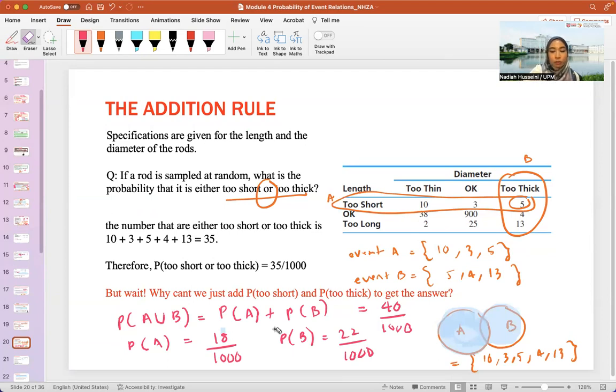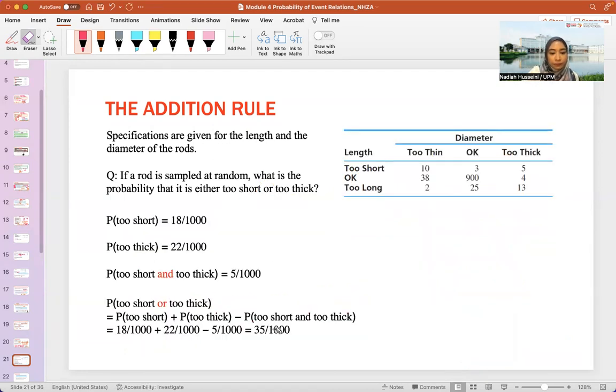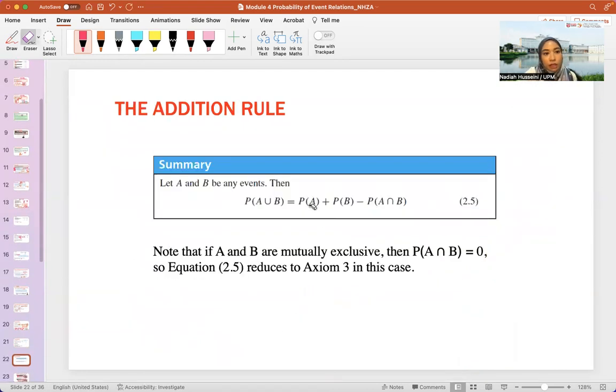So we should modify the axiom to be like this. For a non-mutually exclusive event, which means that they overlap, the probability of A plus probability of B, you should minus the intersect. Which was what we did when we added them manually. We only had one; we didn't add the two duplicates together, right? So we removed one. So remove the intersect from your P(A) and P(B).